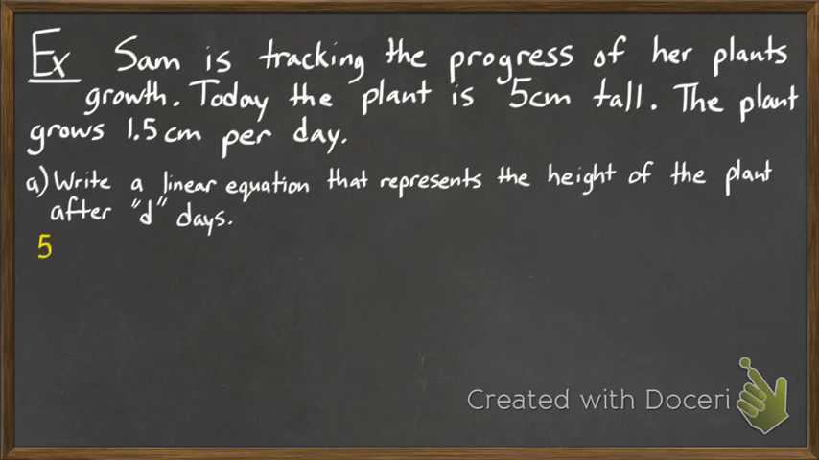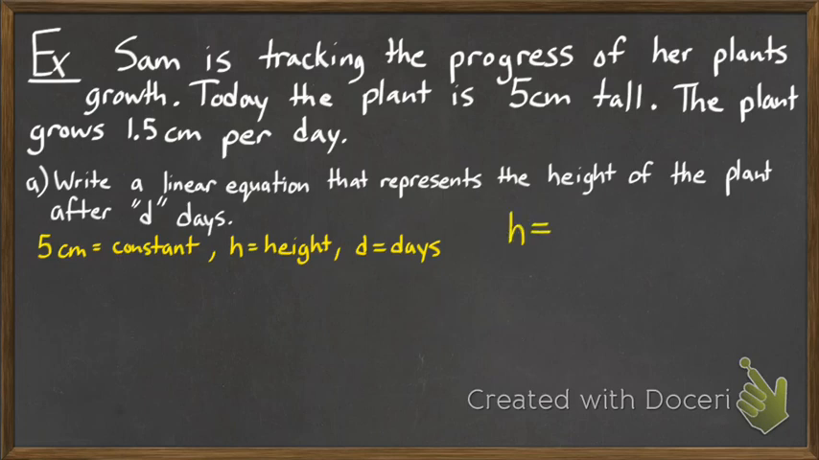We know that when she's given the plant, it is 5 centimeters tall, so we're going to think of that as our constant. That number doesn't change. Now, from this, we're going to throw in some variables: h is going to be our height, and d represents our days.